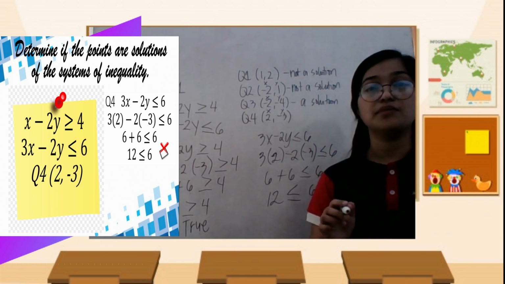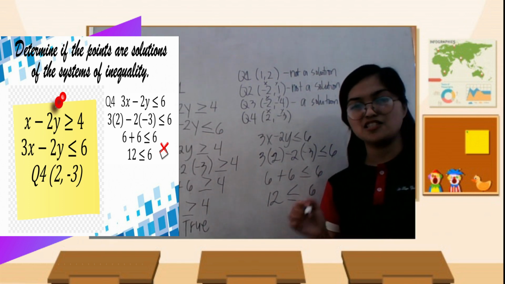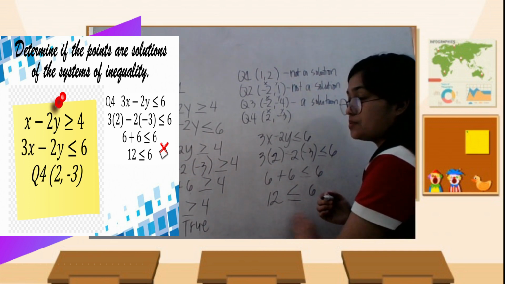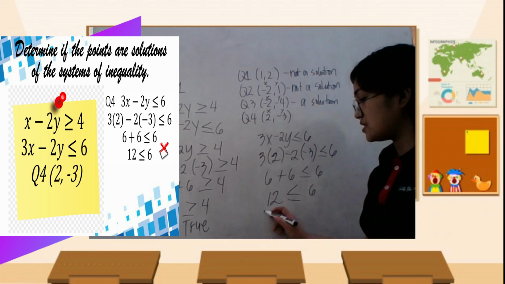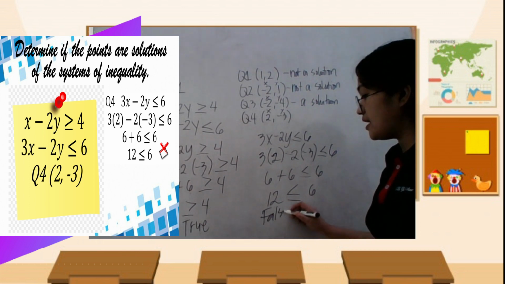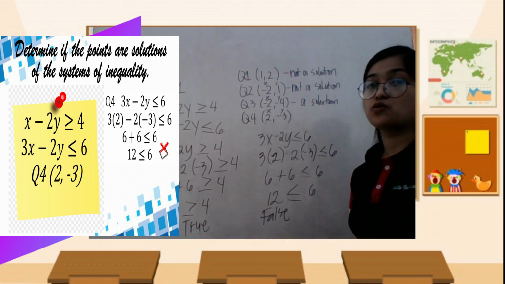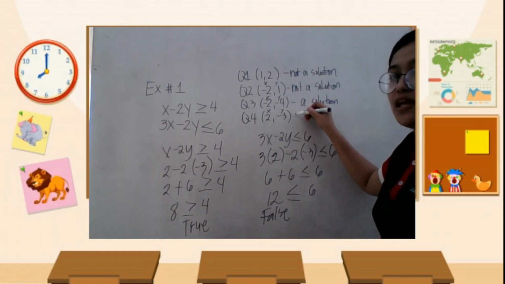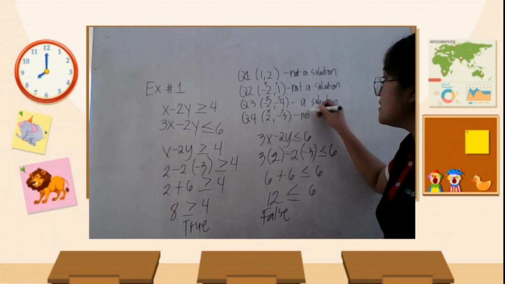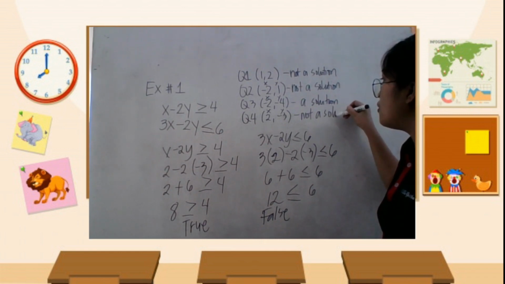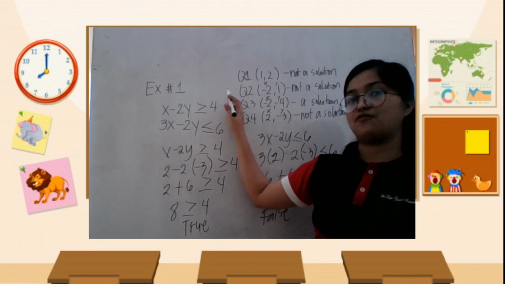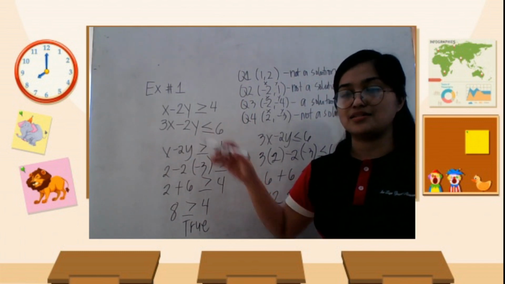Is it true na ang 12 daw ay mas maliit kay 6? It's not true kasi nga mas mataas po ang 12, positive 12 kesa kay positive 6. So this is false. And again, hindi sila parehong true. That means, quadrant 4 having point 2 and negative 3 is not a solution of the systems of linear inequalities, of this given linear inequalities.